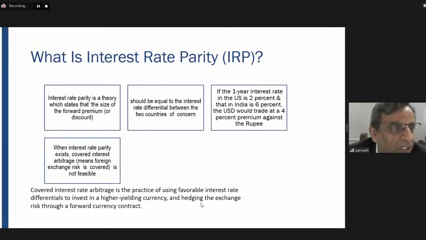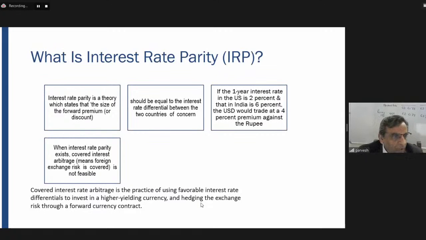When the interest parity theory exists, covered interest arbitrage, meaning where the foreign exchange risk is covered, is not feasible. This is very, very important. When the interest rate parity exists, that means if in this example the US dollar is trading at a 4% premium, the forward rate being 4% higher than today's spot rate, then there is no covered interest arbitrage. Now you were asking what is arbitrage. So it's time then to understand what is arbitrage.